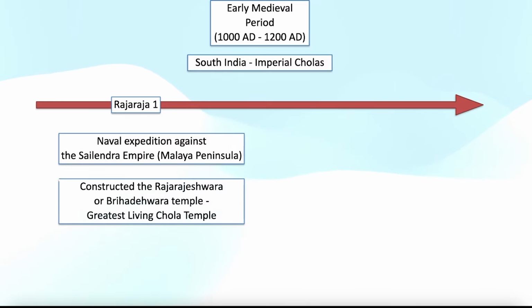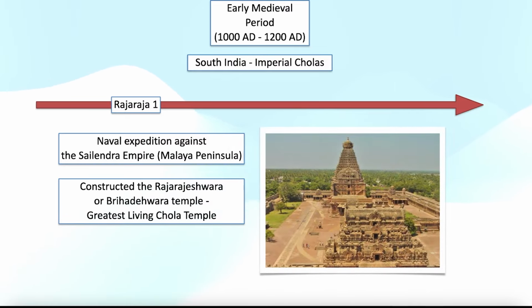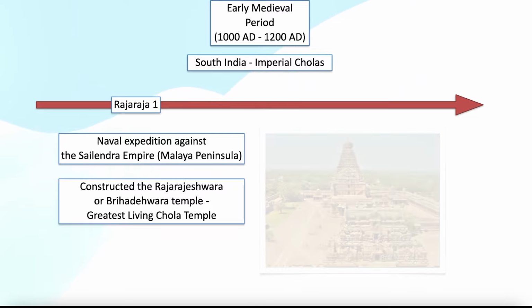Then you will get to see that Rajaraja Chola also constructed the Rajarajeshwar, or Brihadeshwara temple. Now this temple comes under the category of greatest living Chola temple. Why do we say there's this kind of architecture at the greatest living Chola temple? It is because the sculptures on the walls of this temple look alive, and that is the reason it is called the greatest living Chola architecture.